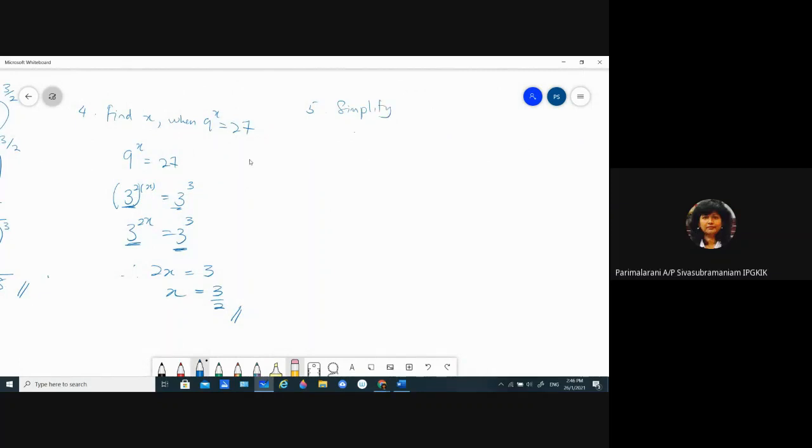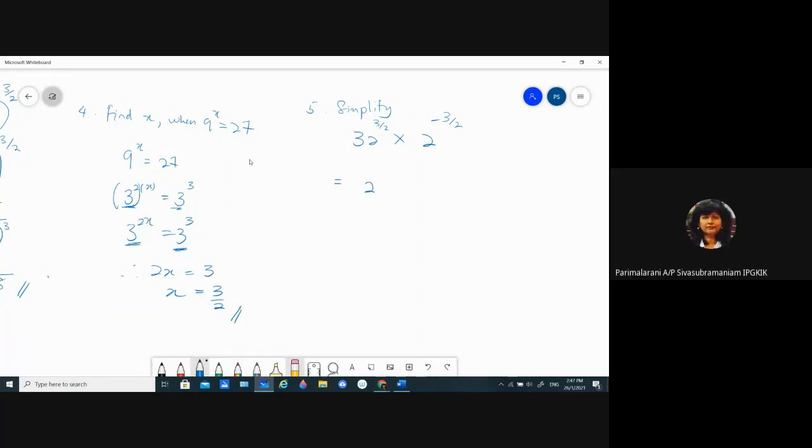Simplify 32 to the power of 3 over 2 multiplied by 2 to the power of negative 3 over 2. How do we do this? You look at the 32 and 2. Look at the base numbers first and see if they are related. Can we change 32 in the form of 2? Yes. 2 to the power of?